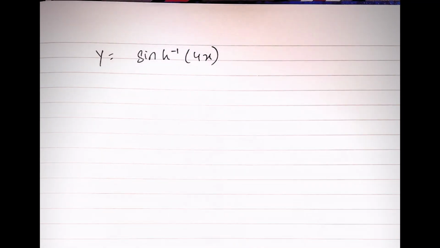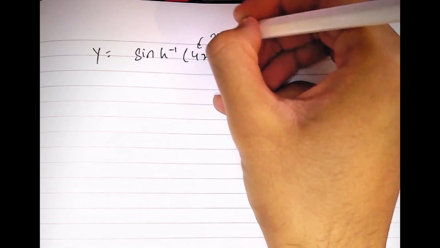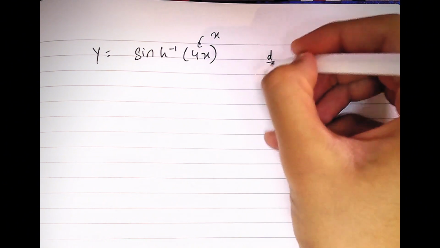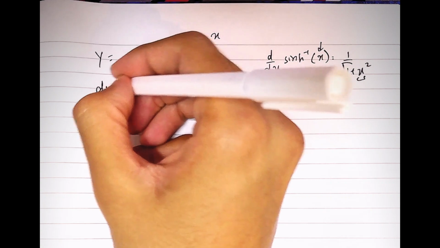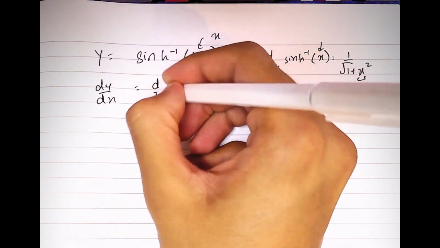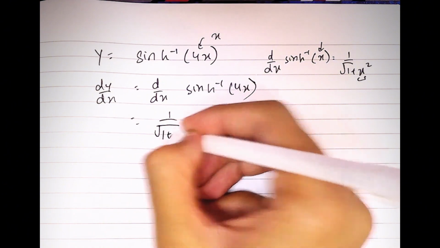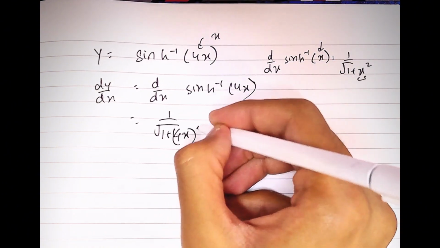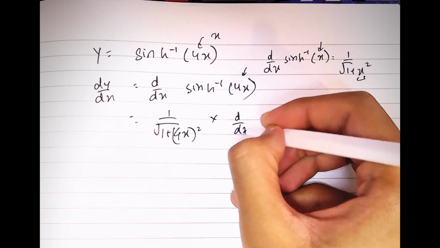Now we have to find the derivative of sinh inverse of 4x. So this thing right over here is my x. Now for the derivative of sinh inverse x, instead of writing x, we will replace it with 4x. So let's apply the differentiation on both sides of the equation. We will write 1 divided by the square root of 1 plus, instead of writing x, we will write 4x squared, multiplied by the derivative of the angle. This thing right over here is my angle, so the derivative of 4x.